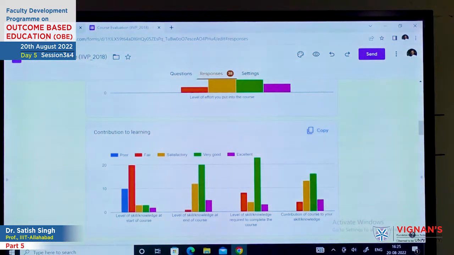And then contribution of the course to your skill or knowledge. Whether you really got something, you really got some skill or really attained some knowledge or not. So this is contribution to learning: how much learning contribution happened while moving through this process.